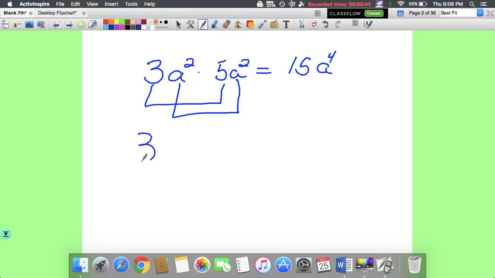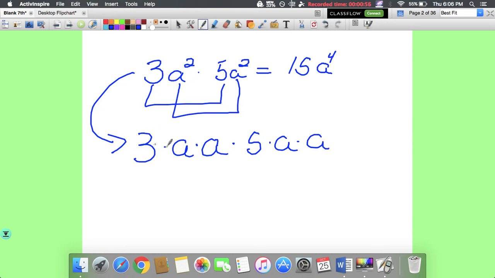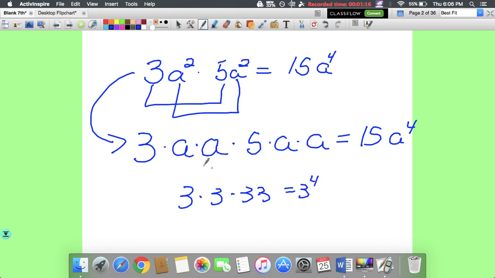Let me do this the long way, because literally this means this, right? 3a squared is 3 times a times 5 times a squared, a times a again. This is the long version of this, right? Now what we can do is multiply the coefficients, which gives you 15, and this is a times a times a times a, which is a to the fourth. Think about it: if I had 3 times 3 times 3 times 3, wouldn't that be 3 to the fourth? So the same idea. I keep the base, and I add the exponents. That was the main idea today.